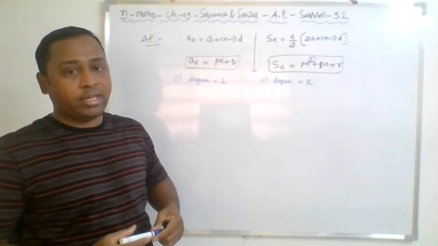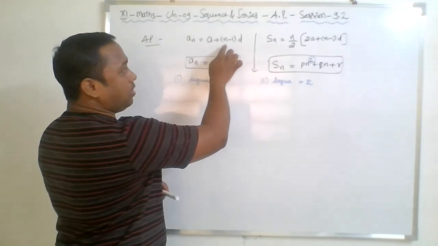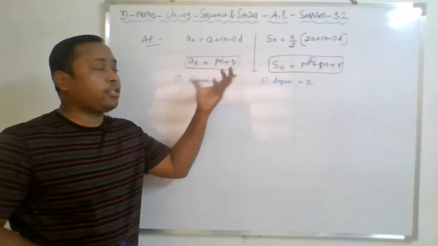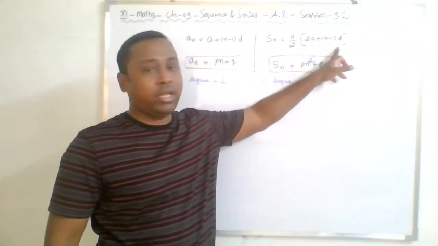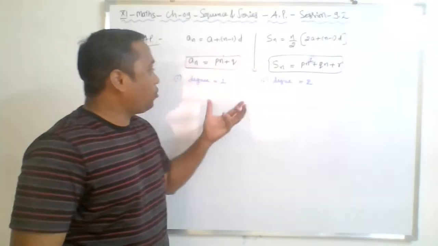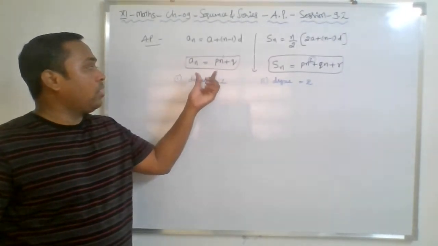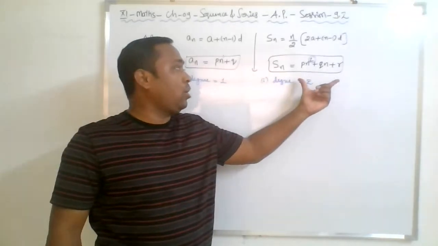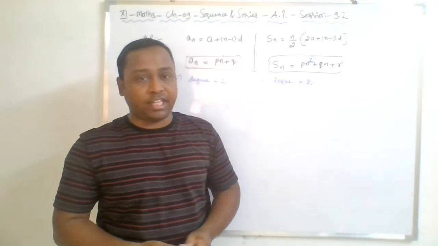You may also realize this just by multiplying d inside over here. By grouping the like terms, you will always get the ax plus b form, and by multiplying n by 2 inside, you will always get a quadratic expression. So what I wanted to say is the degree of the nth term formula of an AP is always 1, and the degree of the Sn formula of an AP is always 2, quadratic in nature.